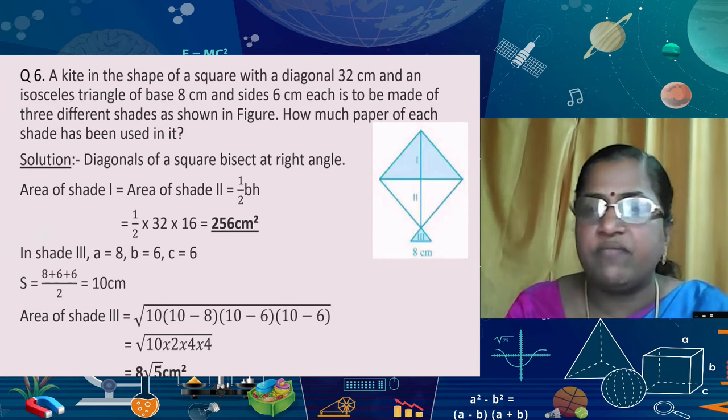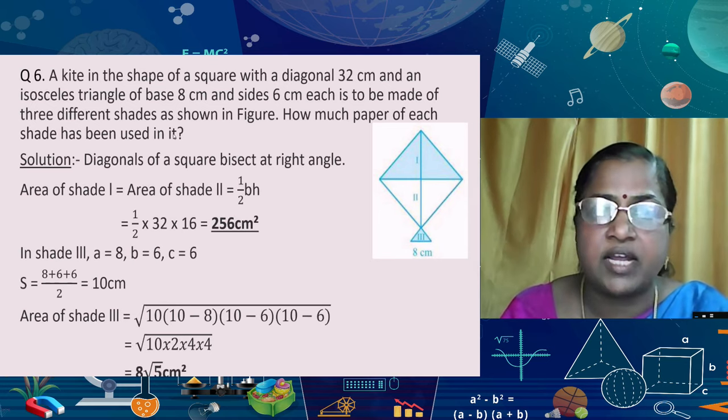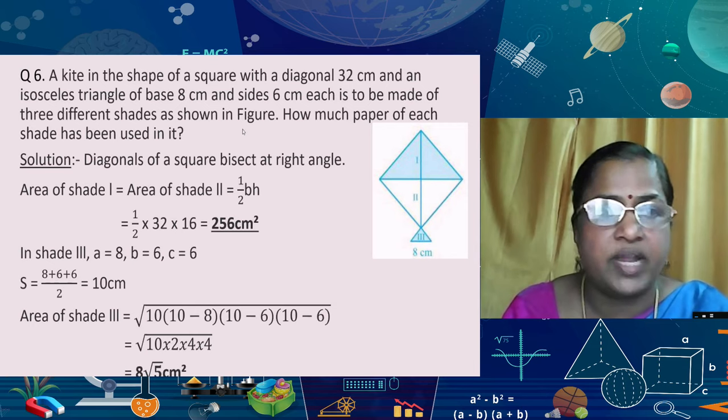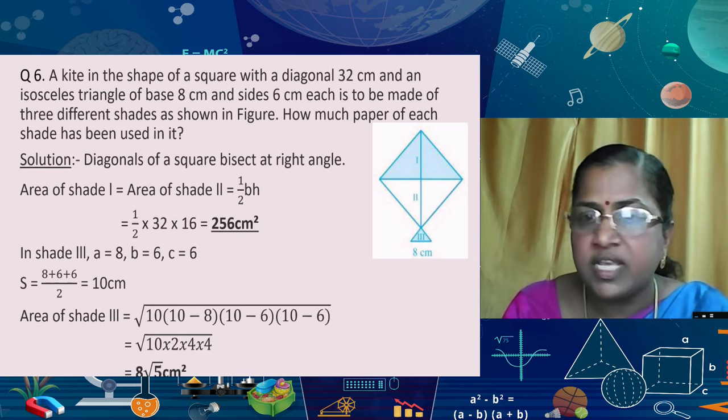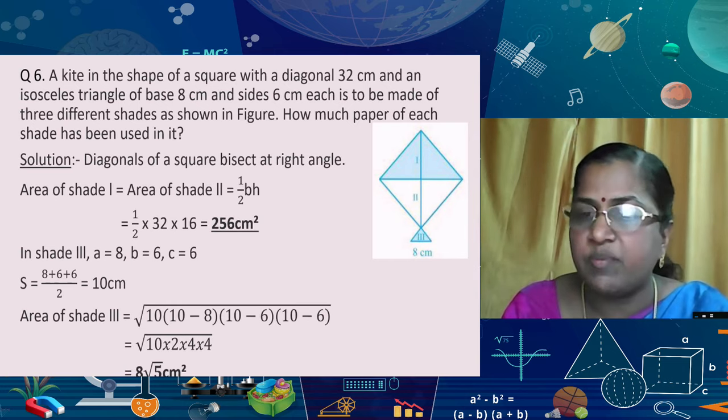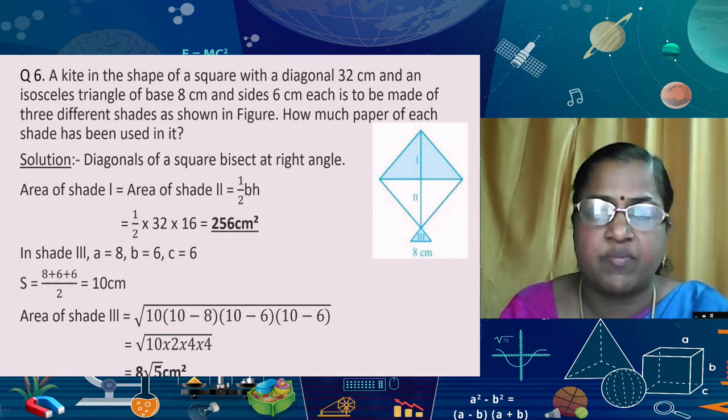Now in the next part, we are given a kite. It is in the shape of a square with a diagonal 32 centimeter and an isosceles triangle of base 8 centimeter and sides 6 centimeter. It is to be made of three different shapes. The first one is in blue color, the second part is in red color, and the third part is the smaller triangle we are given, with sides 6 centimeter, 6 centimeter, and 8 centimeter.